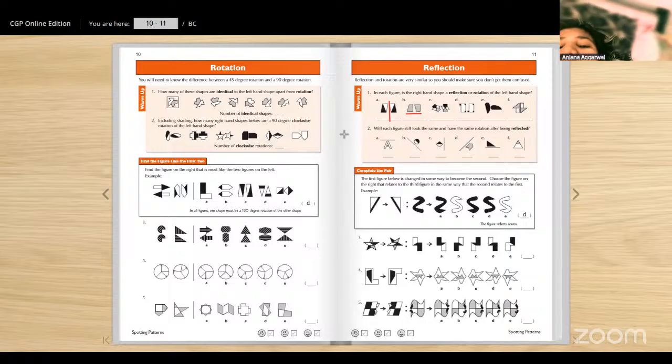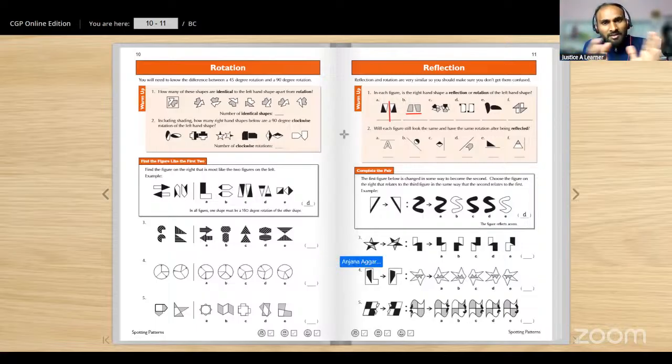We will still call it reflection. I know rotation can be any. Rotation can be this also, this also, and this also, and complete like 180 degrees. So rotation can be any of the sides.